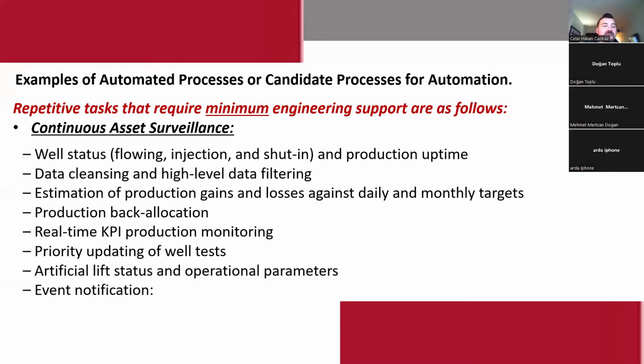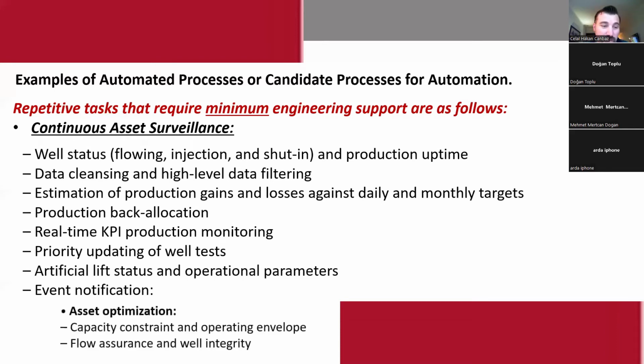The other one is the priority upcoming well tests, artificial lift status and operational parameters, which is especially crucial for wells in the depletion period. And we can add event notification here. For asset optimization, the capacity constraint and the operating envelope are crucial to describe. Flow assurance and well integrity are other parameters, especially the integrity of the tools and the well itself, the reservoir and your wellbore, which is very crucial to describe, right?